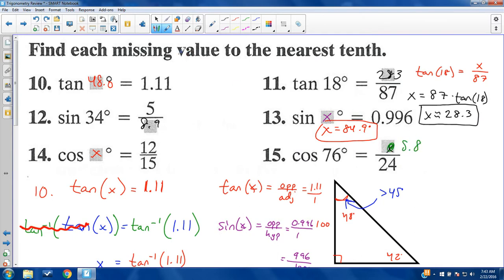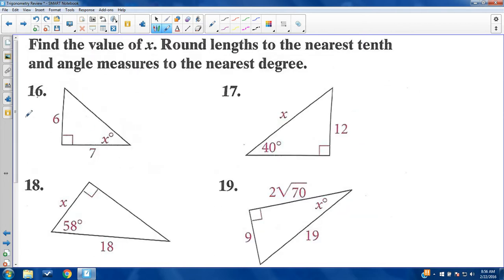All right, so that's using the calculator, that's using those trig functions in ways that are pretty respectable, I suppose. Okay, numbers 16 through 19, we're going to find the value of x, round lengths to the nearest tenth, and angle measures to the nearest degree. So that's a whole number for those ones.